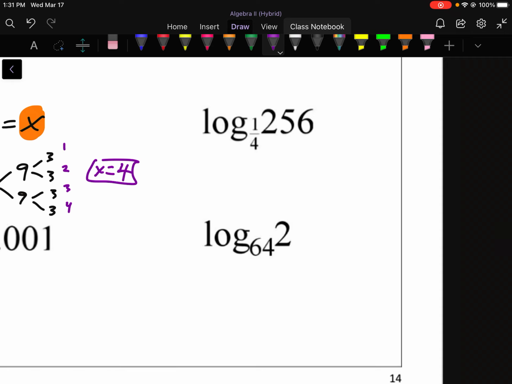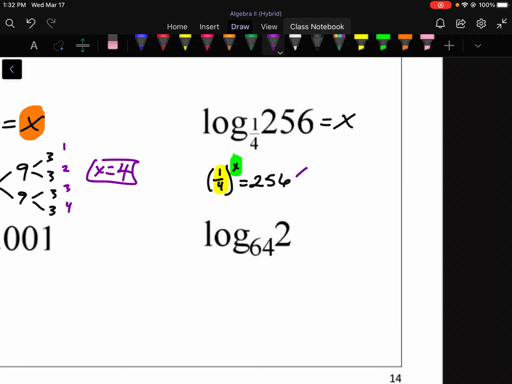Log base 1/4 of 256 equals what? Okay, so we're going to start by rewriting this. This would be 1/4 to the x power equals 256. So now here you have to be a little bit creative. Anytime you have fraction bases, you're going to have negative answers. I would expect negative answers anyway if we're going from a fraction to a whole number. But we'll do the same thing.